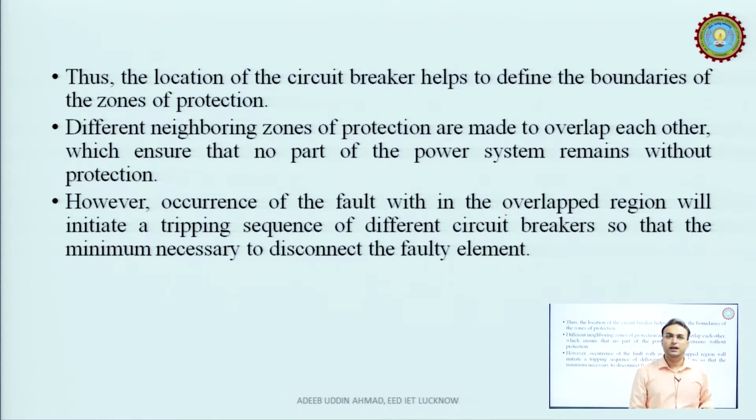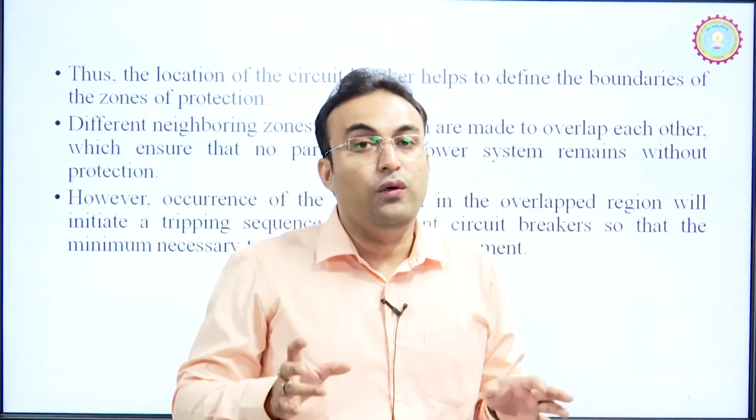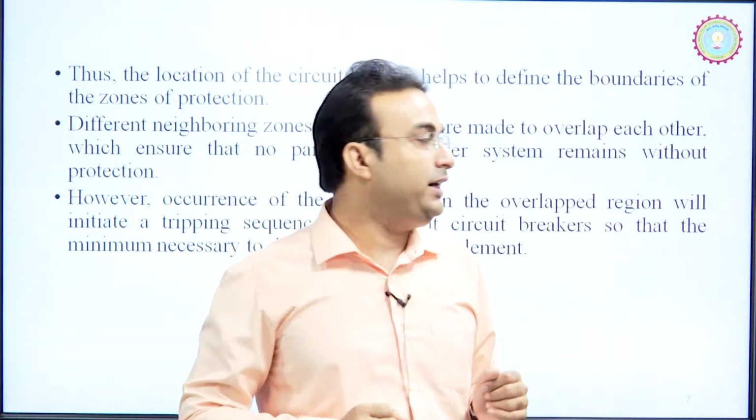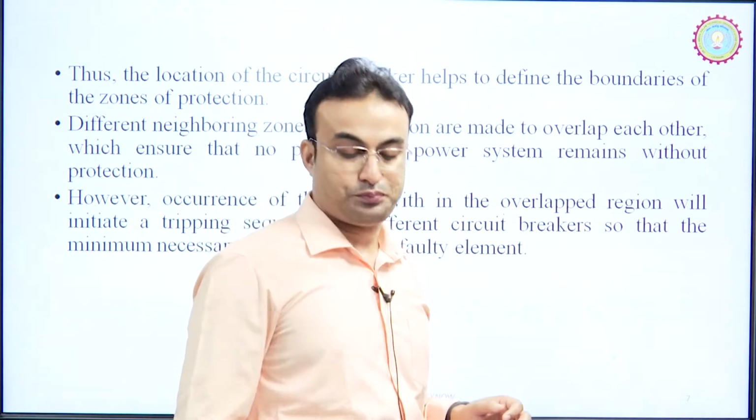Thus, the location of the circuit breaker helps to define the boundaries of the zone. It is very important to know how we determine the zones: a zone is always determined by the placement and location of the circuit breakers. Neighboring zones of protection are made to overlap each other. This is a very important point: we always have some overlapping.